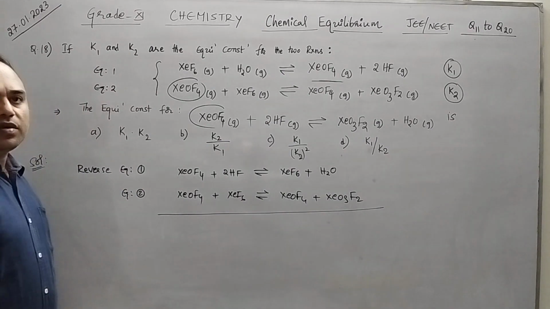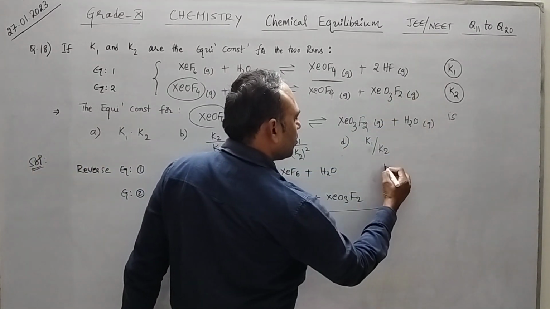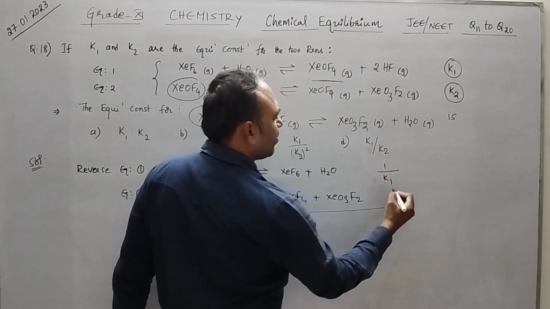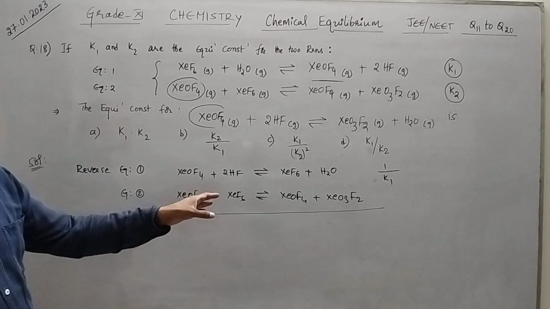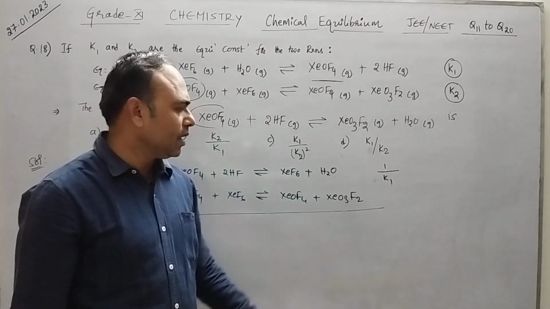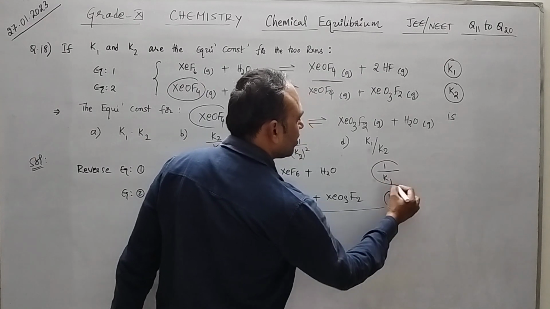Fine. So what will happen if you are reversing this? K1 now will become 1 by K1. Why? Because you are already familiar. If you reverse the equation, what will happen? It will become 1 by K. And the second one, you can take it as K2 as such. Nothing is done for this.